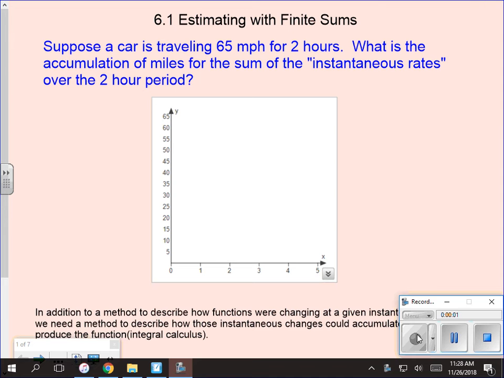Okay, so 6.1, estimating with finite sums. This is kind of an introduction to what we're going to be doing coming up, conceptually speaking, what we're going to be trying to do.